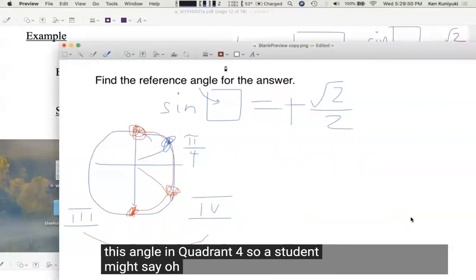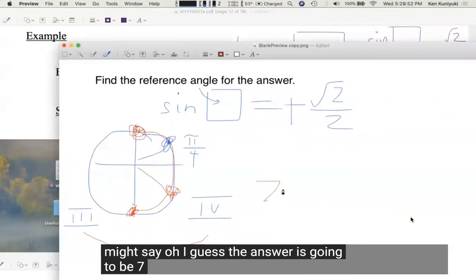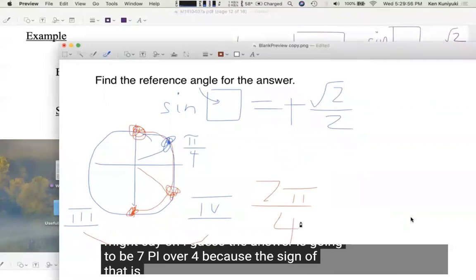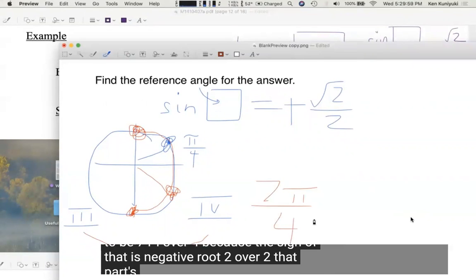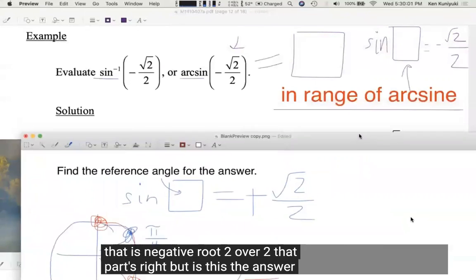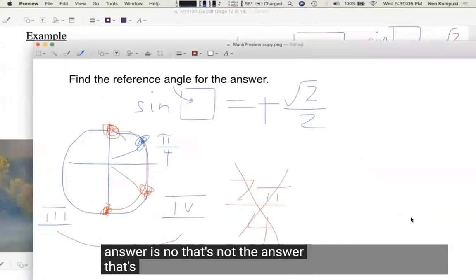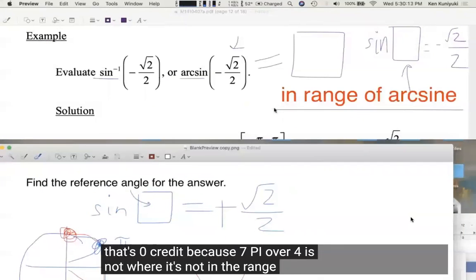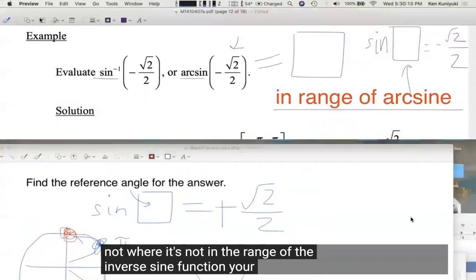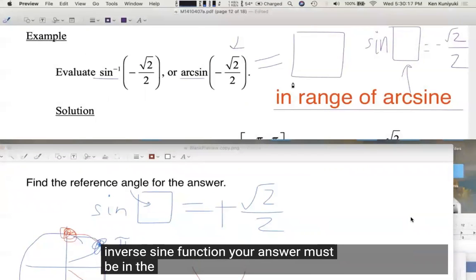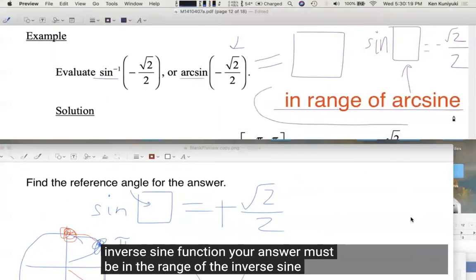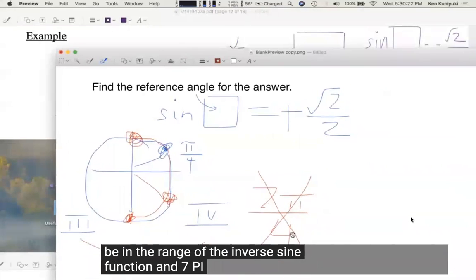A student might say, oh, I guess the answer is going to be 7π/4, because the sine of that is -√2/2. That part's right, but is this the answer? No, that's not the answer. That's 0 credit, because 7π/4 is not in the range of the inverse sine function. Your answer must be in the range of the inverse sine function, and 7π/4 doesn't cut it.